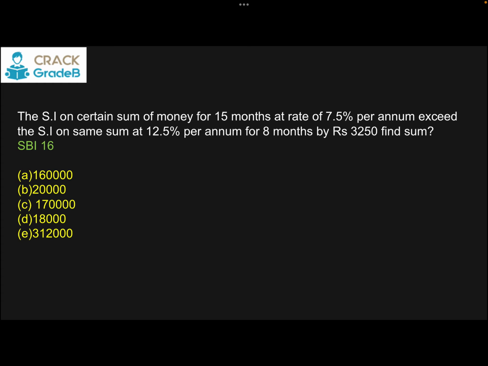It says the simple interest on a sum of money for 15 months at the rate of 7.5% per annum exceeds the simple interest on the same sum at 12.5% per annum for 8 months by 3250. Find the sum. So you can just use the formula to solve this question. That is, simple interest is equal to P into N into R upon 100.